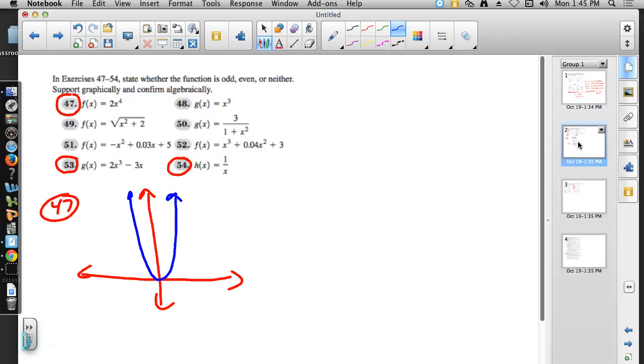Now, what do you do next? Well, it says state whether it's odd, even, or neither. Odd means that it has symmetry with the origin. So if that were true, we would see a portion over here that would match this. And that's not what we see. What we see is the fold-over line appears to be the y-axis in order to get those two sides to be symmetric. So that's even.